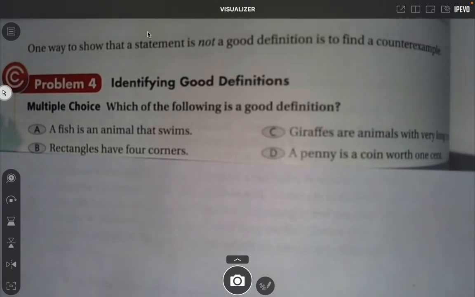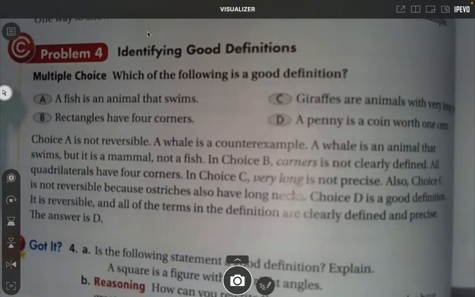A penny is a coin worth 1 cent. What's a coin that's worth 1 cent? So is that a good definition? Yeah, and it's exact, right? There is nothing else that could be in that. Do we understand a good definition? Yes. Okay. Let's see if we have another one of these.